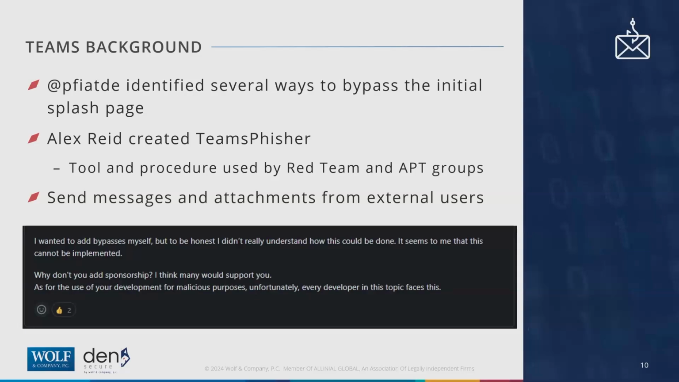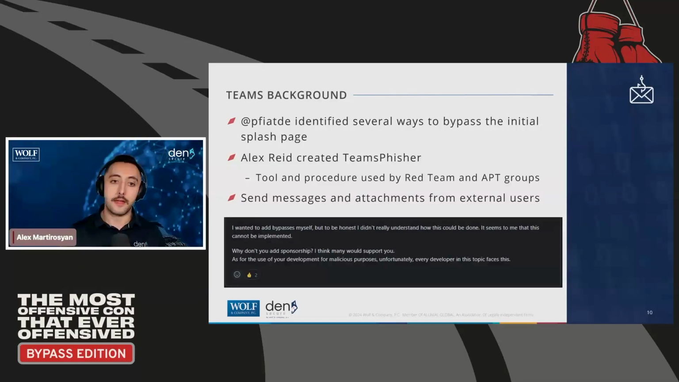There are 3 in total. The first 2, which we'll get into in a little bit, no longer work, but there's a third one that got created, and we helped integrate it into the TeamsPhisher tool. TeamsPhisher is a tool that allows you to automate social engineering-based attacks against Microsoft Teams. That essentially means that, yes, you can send messages individually. I can go create that Microsoft Teams account with the most offensive con domain that I was talking about, and I could do that manually, trying to incorporate that bypass.